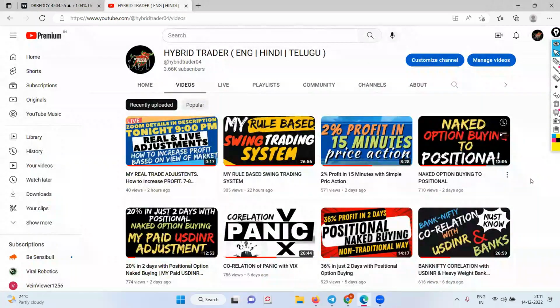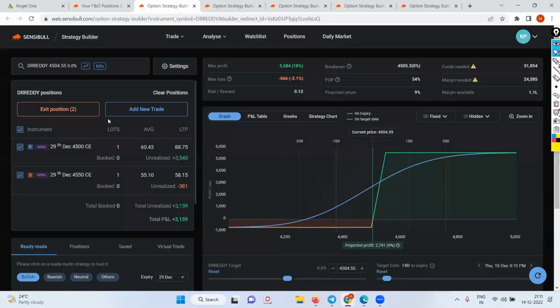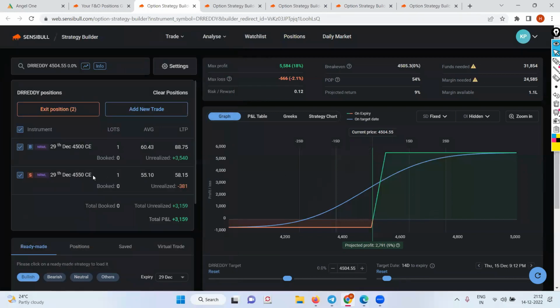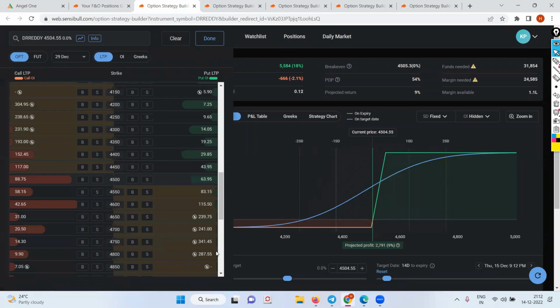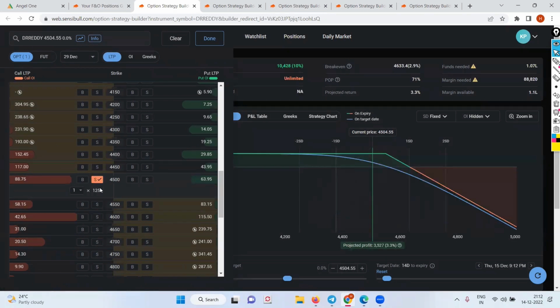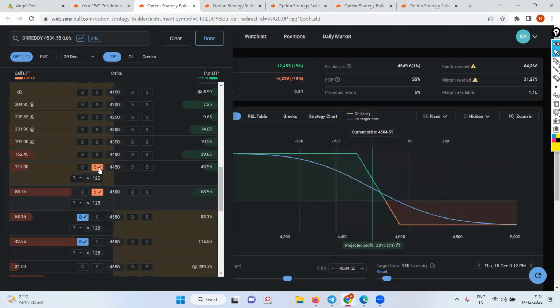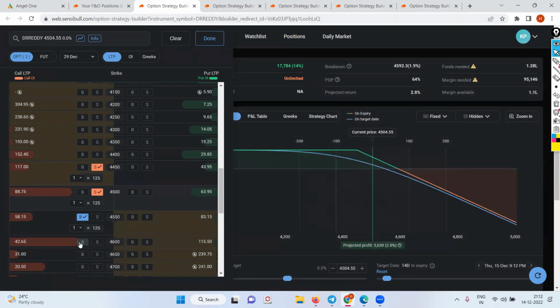So what I'll do in that case. See, stay focused, guys. Now I'll go to this. My strikes are 45,000 is a buy and 45,500. So what I'll do, let me, I'll exit this. And then maybe I'll buy this and I'll exit this and I'll sell this. Or else let me show.